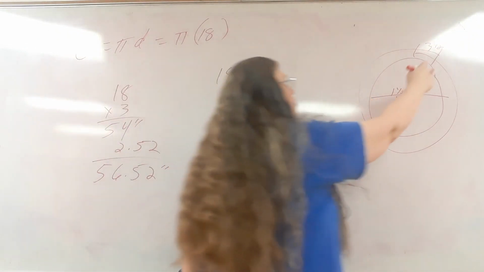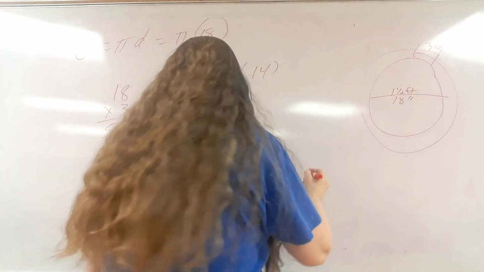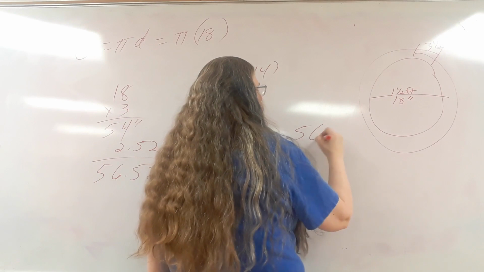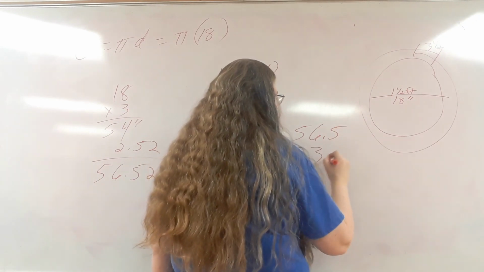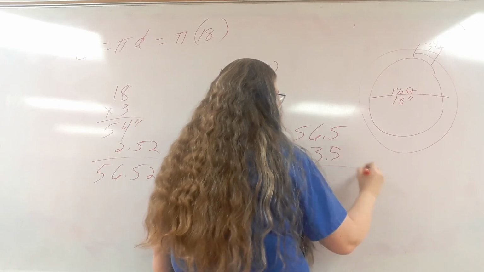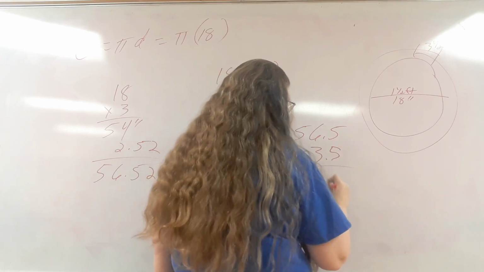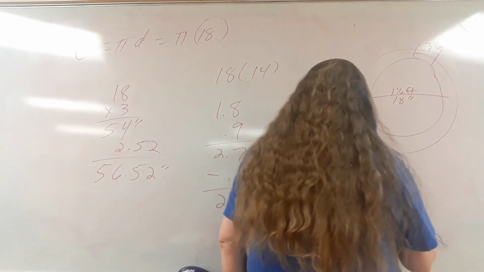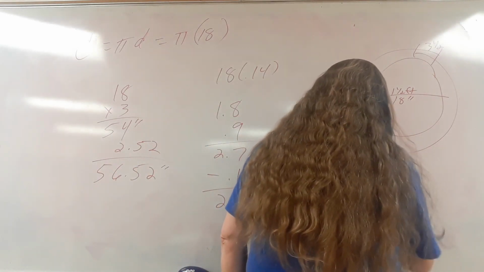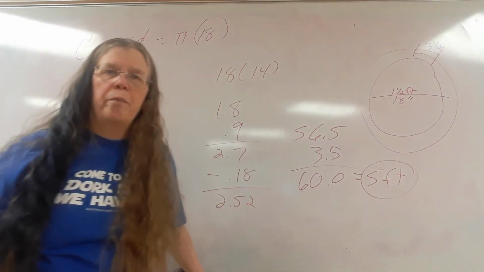Now we have to add this 3.5 inches. 56.5, I'm going to round to 56.5 plus 3.5 inches gives us an even 60 inches, which is 5 feet. And that's the answer we're looking for.